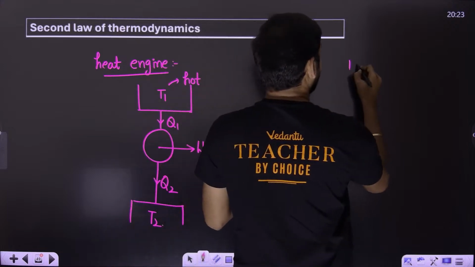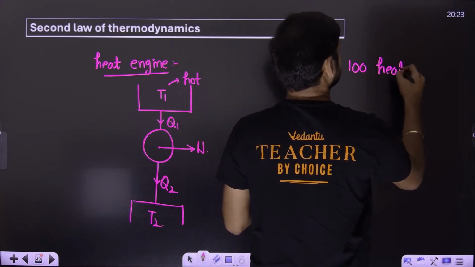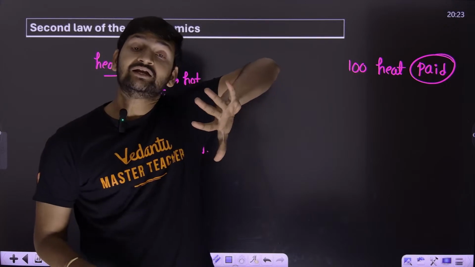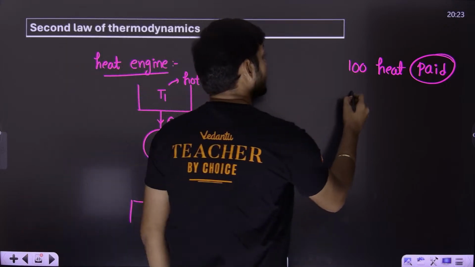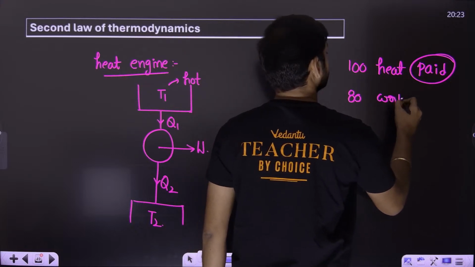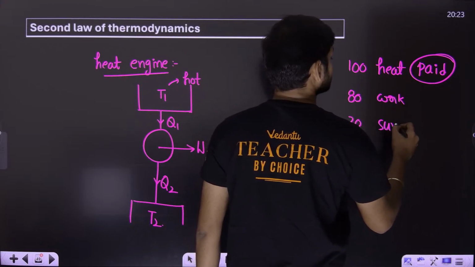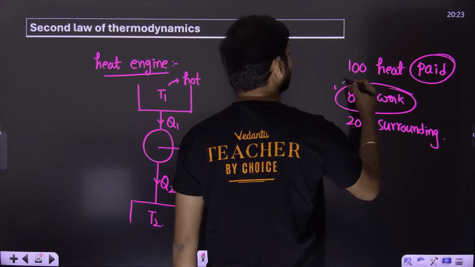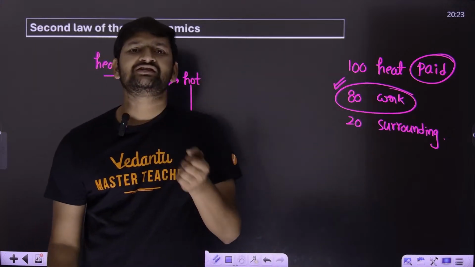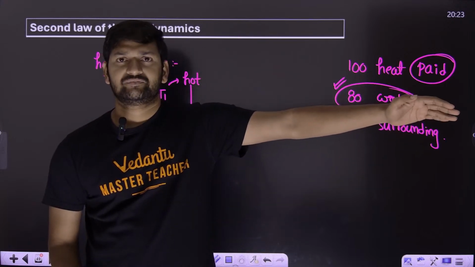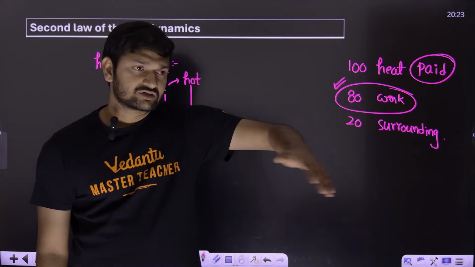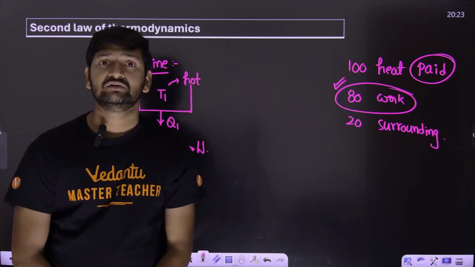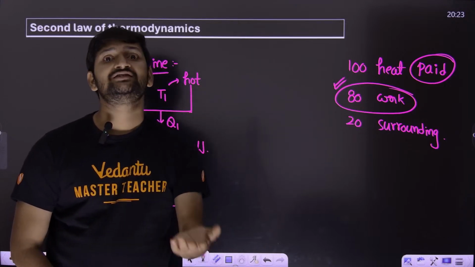So for 100 heat you paid, that is petrol. When that petrol got converted to 100 heat, 80 is converted to work, and 20 is lost to the surroundings. So what is happening? Ultimately only this much is getting converted to your useful output. Obviously when you are sitting in the car, you want more mileage. If the entire money you have paid is not converted into useful work for you, obviously its efficiency is not 100%.